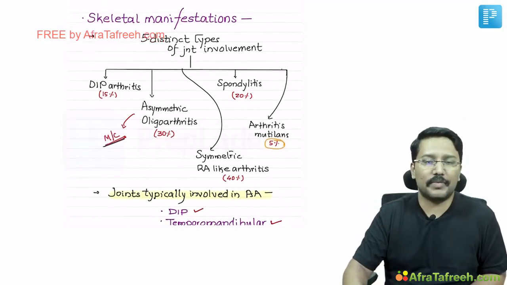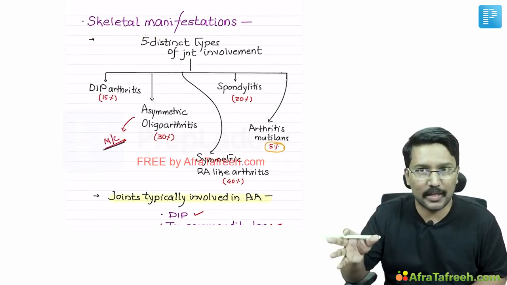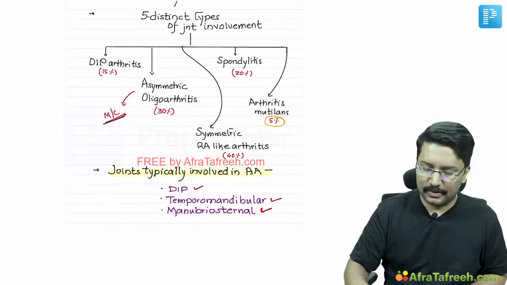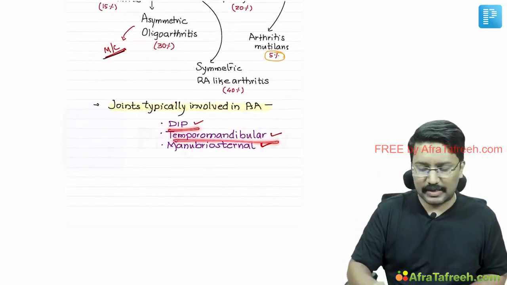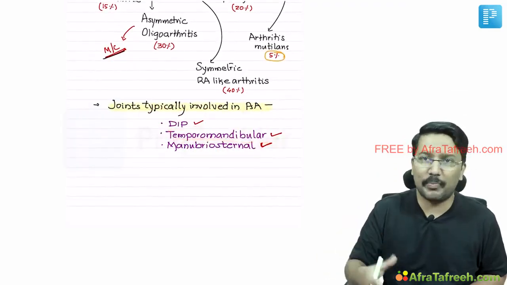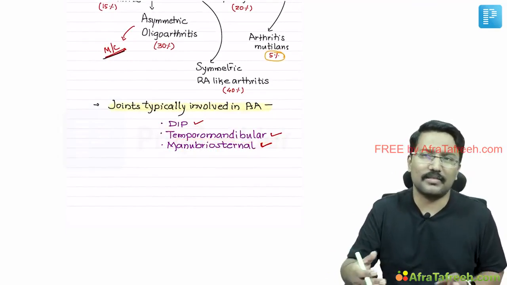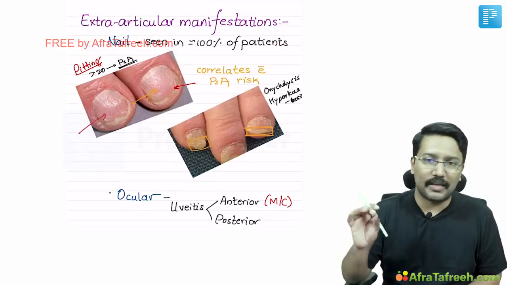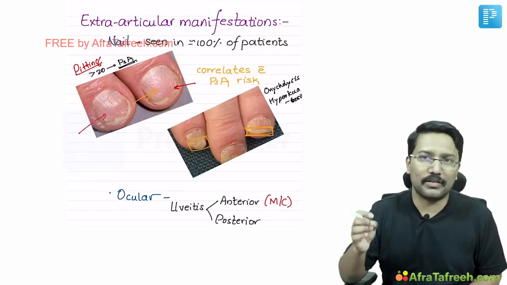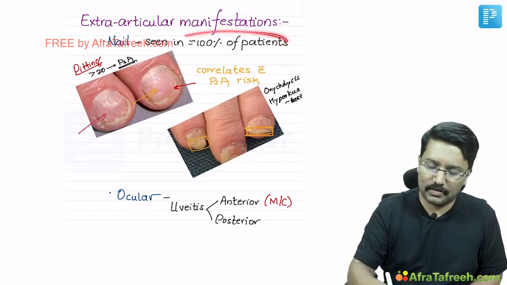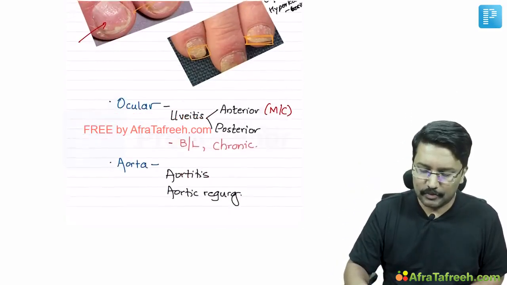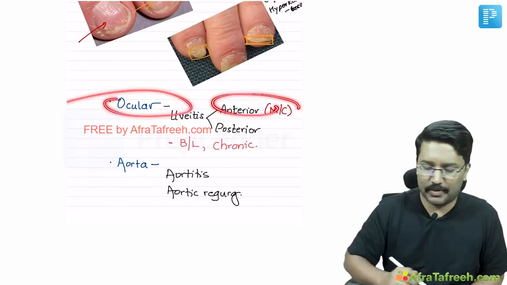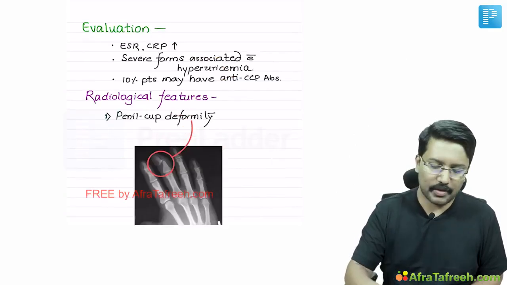In terms of skeletal manifestations, I've already discussed, there are 5 distinct types. Right? The commonest one is asymmetric oligoarthritis. Right? Then involvement of DIP, temporomandibular joints, and manubriosternal joints. These are typically associated with psoriatic arthritis, relatively less commonly reported in other types. Extra-articular manifestation, nail involvement strongly correlates with the risk of developing psoriatic arthritis. Right? This we have already discussed. In terms of ocular manifestation, anterior uveitis is the most common. Right? So these are the extra-articular manifestations.